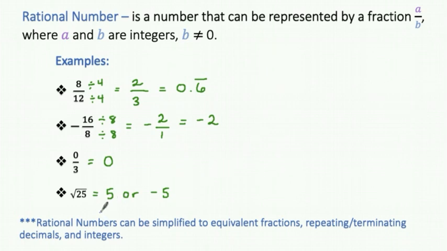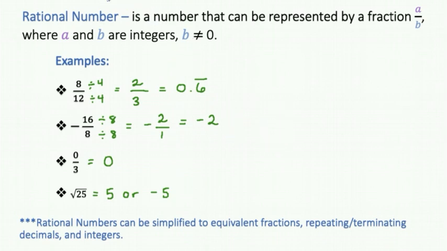Here we have the square root of 25 is equal to 5 or negative 5. And we know that 5 is a natural number, a whole number, an integer, and therefore it's rational. And it could also be written as a fraction. And we have negative 5 here, which is not a natural number. It's not a whole number, but it's an integer. And it can be written as a fraction, and it's rational. So rational numbers can be simplified to equivalent fractions, repeating and terminating decimals, and integers. So all of these are rational numbers.